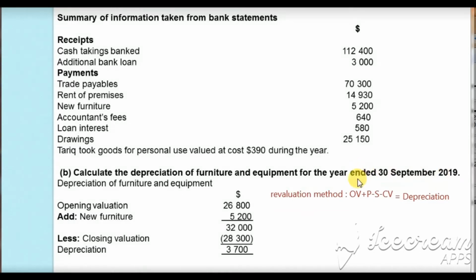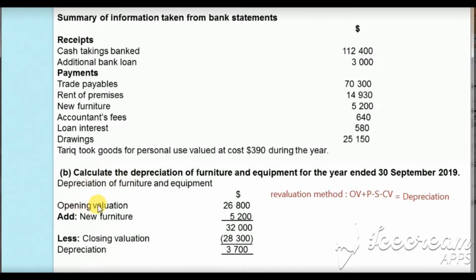You see, in incomplete records, we calculate the depreciation based on the revaluation method. Based on this method, we take the opening valuation of the non-current assets. To this, we add the purchases of any non-current assets during the financial year, and we subtract the sales of any non-current assets during the financial year, and we also subtract the closing valuation of the non-current assets. We will get the value of depreciation.